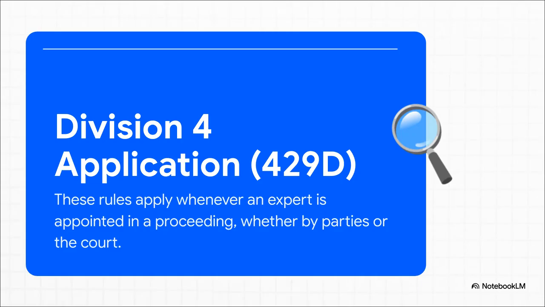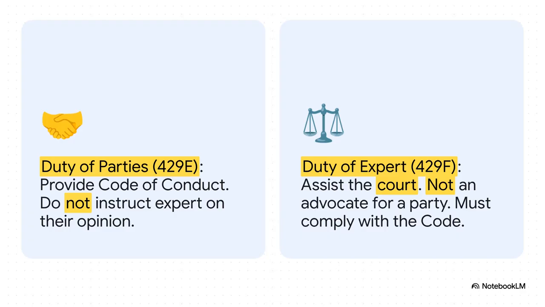So, Rule 429D. This is where it all begins. And let me tell you, it is non-negotiable. What it says is that this whole framework kicks in the moment an expert is appointed. It doesn't matter who appointed them, whether it was you, the other side, or even the court. From that second on, these rules apply. No exceptions.